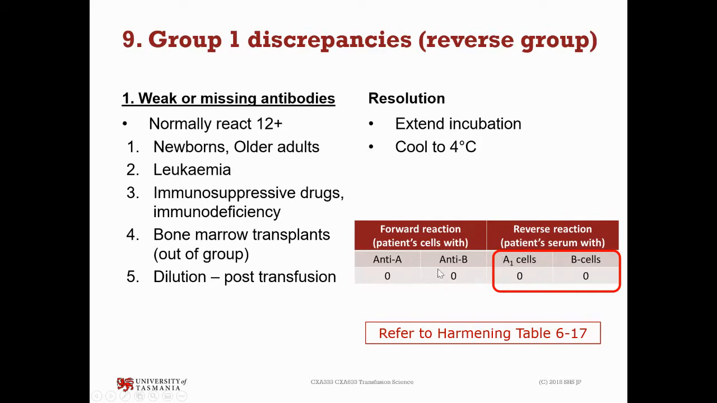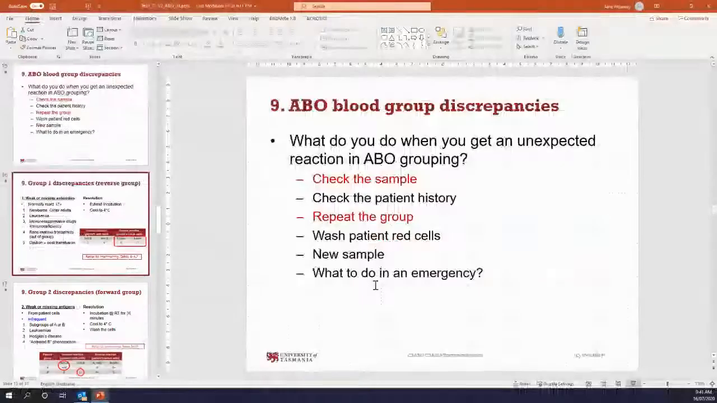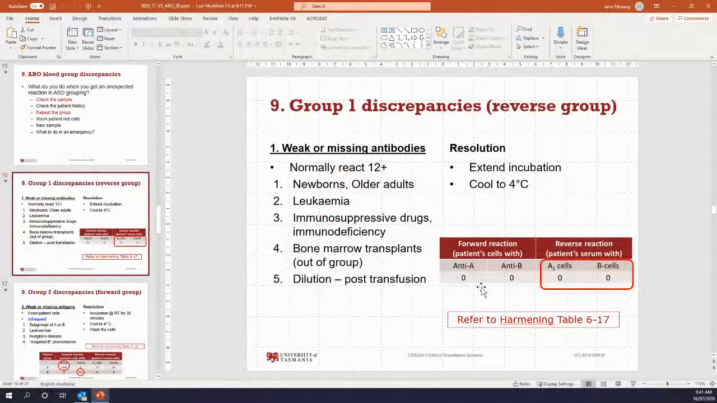What would we type this person as, just looking at that forward group? We have no reaction with our patient cells and our anti-A antisera, and no reaction with our patient cells and our anti-B antisera. So just looking at that forward group, what is the group of our patient? Try again. Remember, what we're doing here is detecting the antigens that are on the red cells. And we can't find any A antigen and we can't find any B antigen. Beautiful. It's actually group O.